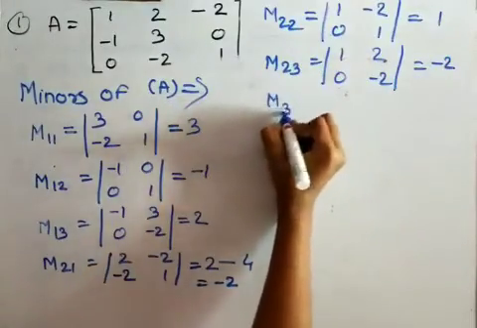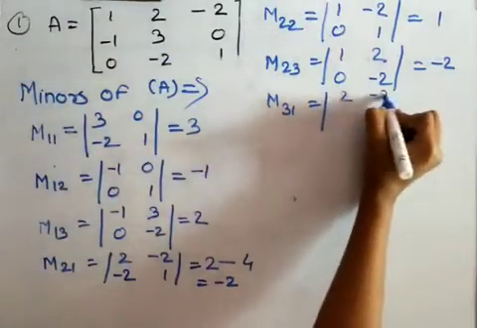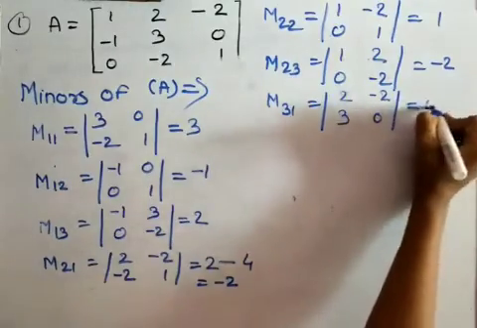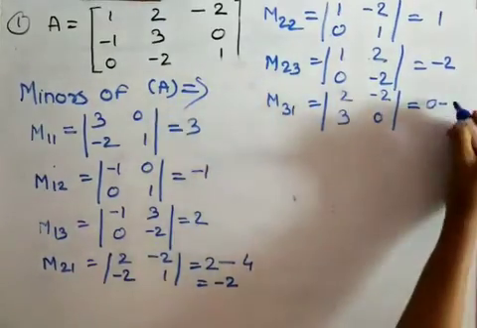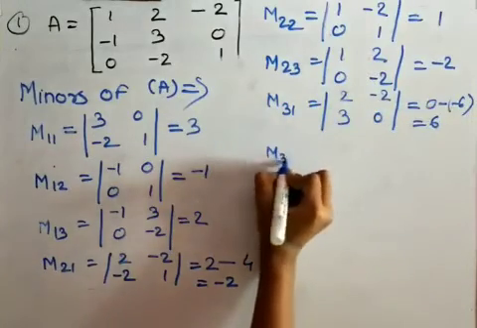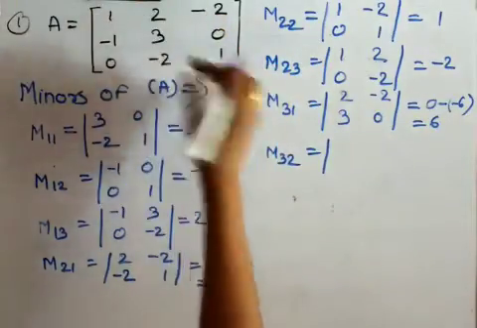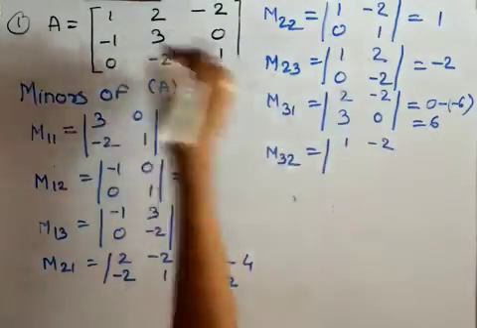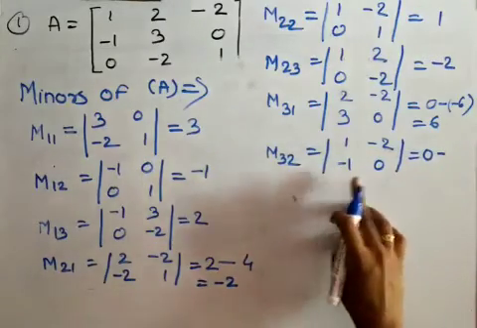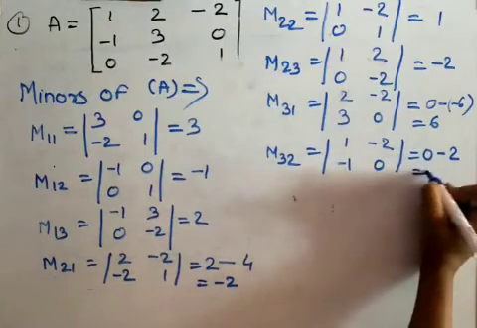Next, M31. For this we want to neglect third row and first column. So the remaining part is 2, minus 2, 3, 0. So the answer is 2 into 0 is 0, minus of 3 into minus 2, which is minus 6. So the answer is plus 6. Right? Next, M32. Third row and second column. The remaining part is 1, minus 2, minus 1, 0. So we get 0 minus of minus 1 into minus 2. So we get plus 2. So the answer is minus 2.